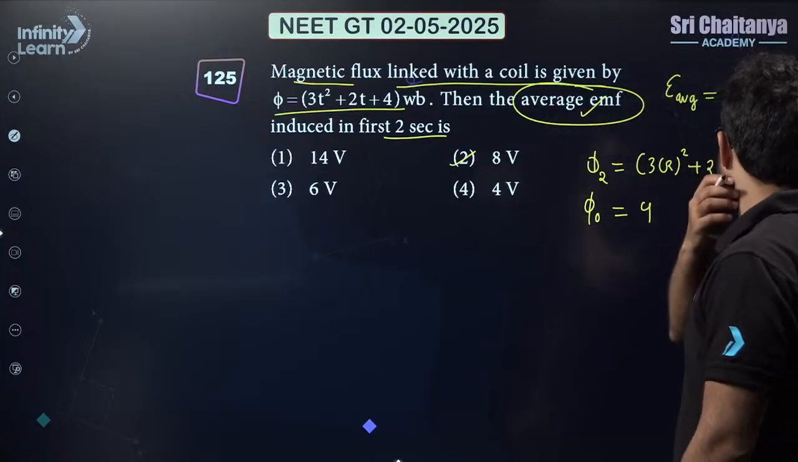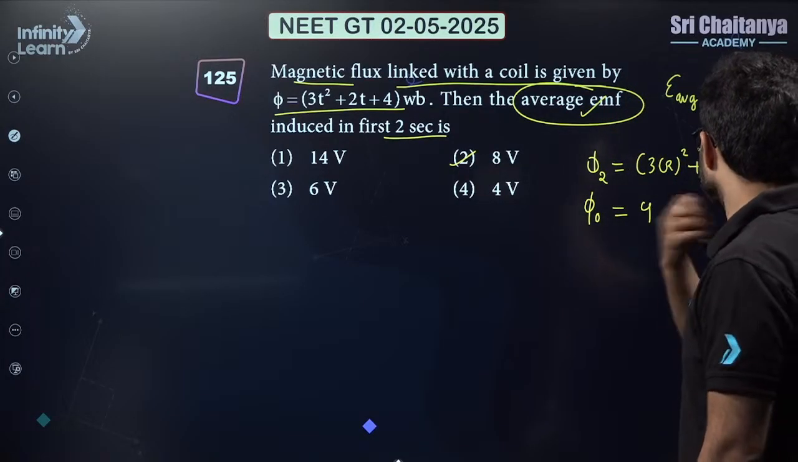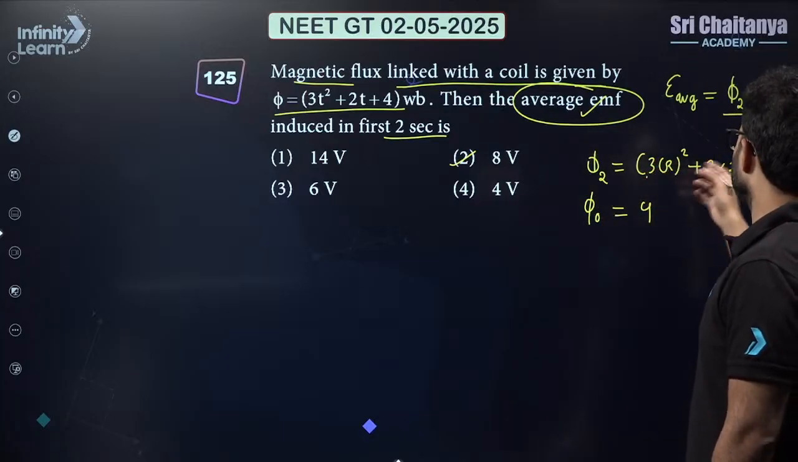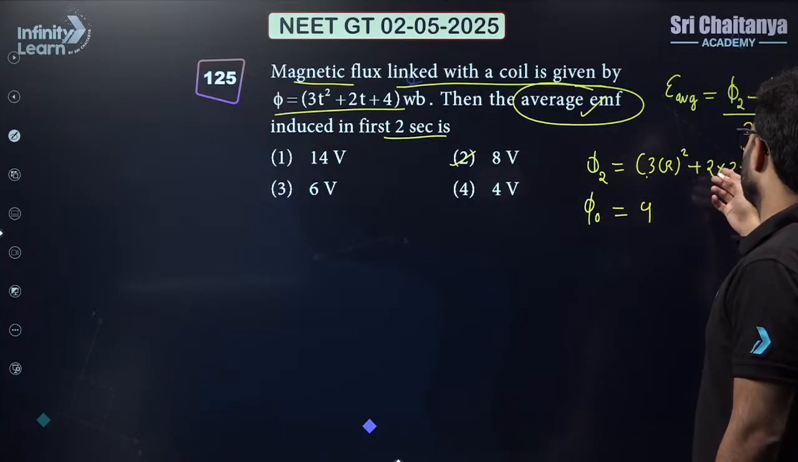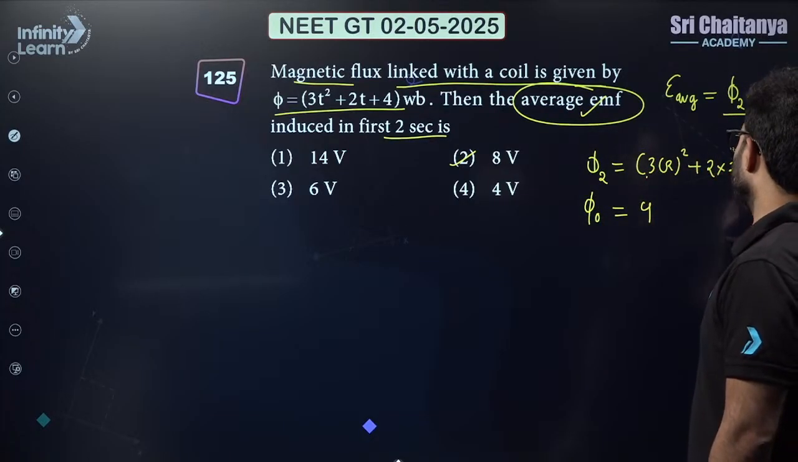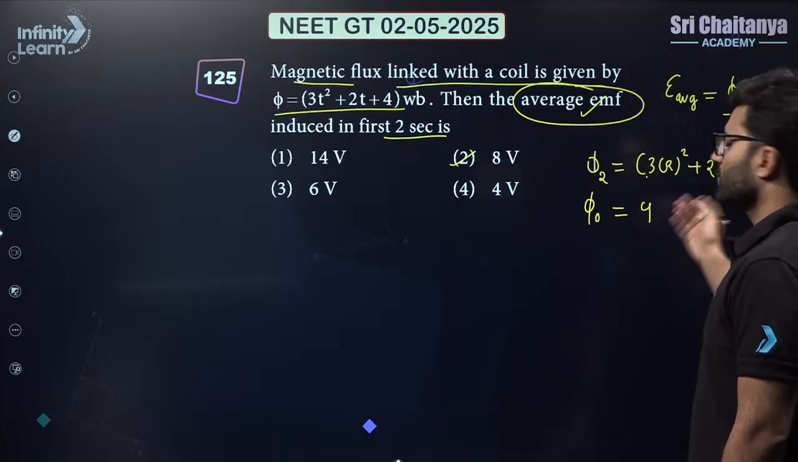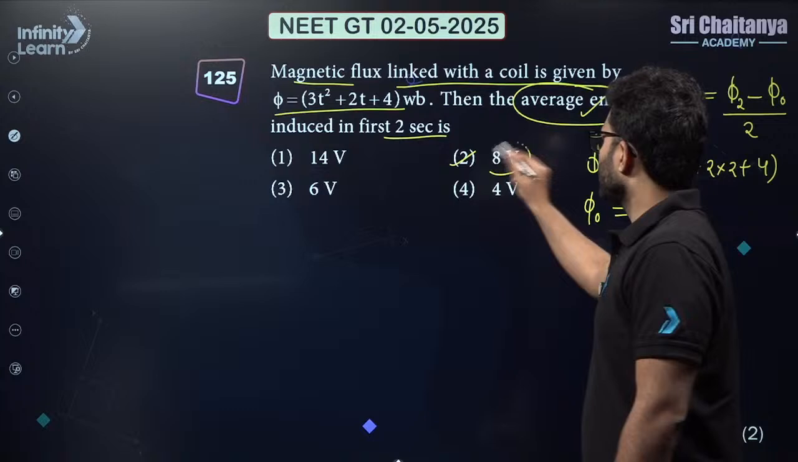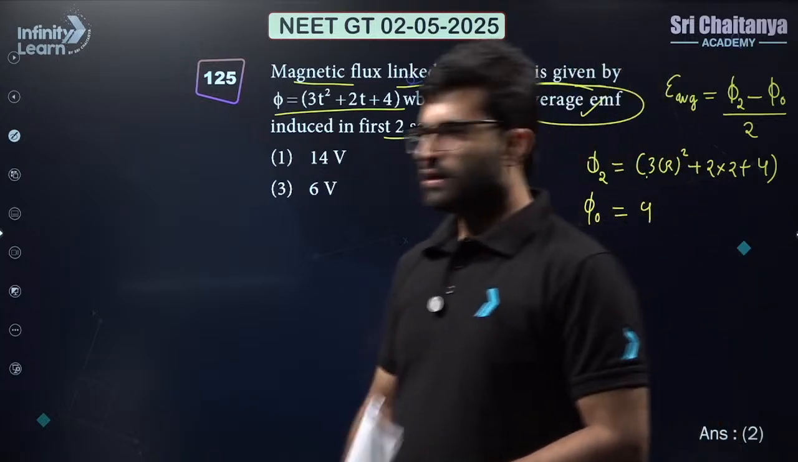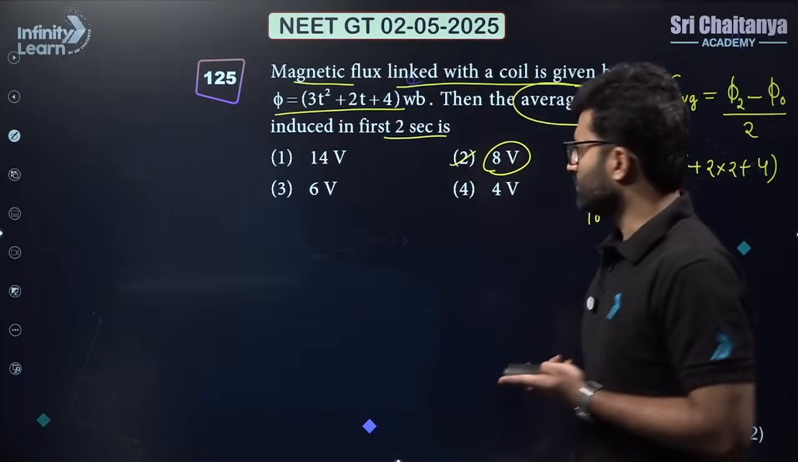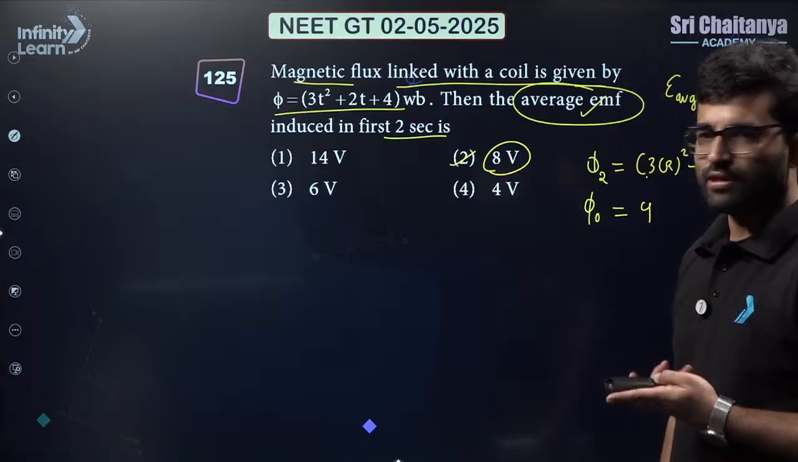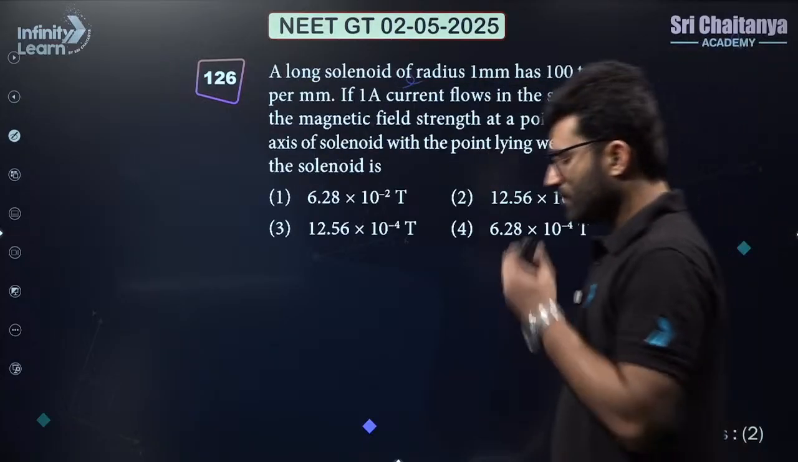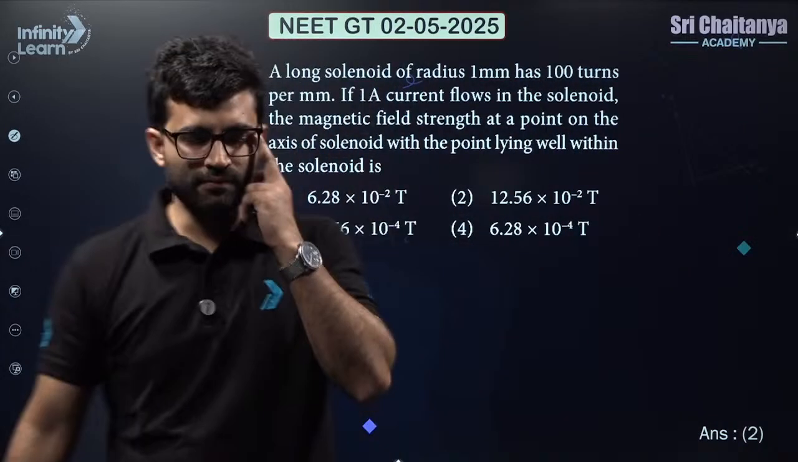Just do the calculation. 4 into 3, 12, 12 plus 4, 16, 16 plus 4, 20, 20 minus 4, that is 16, 16 by 2, that is 8, yes. So that will come out to be 8, right? So Riya, it's not 1, it's 8 volts, right? It's not 14. Please check the calculation, correct? Okay, next part.